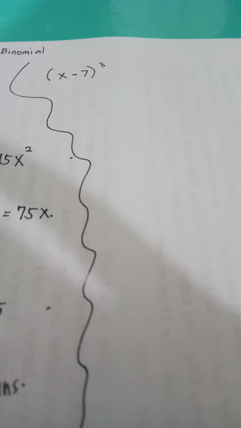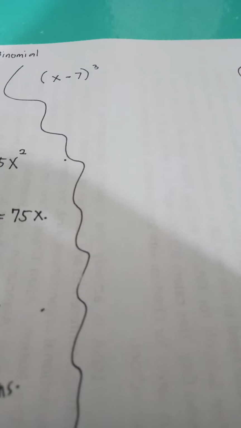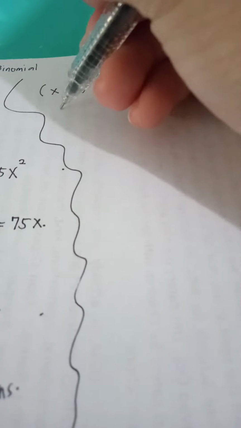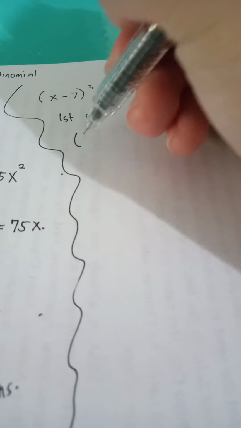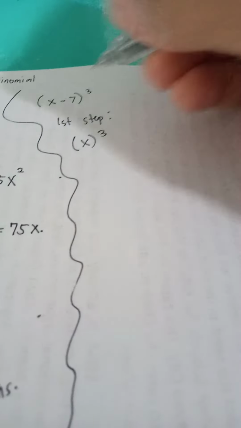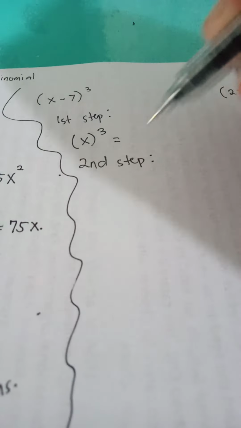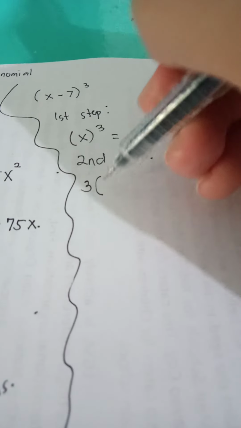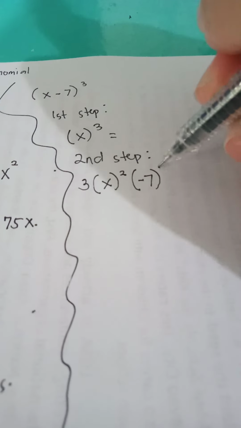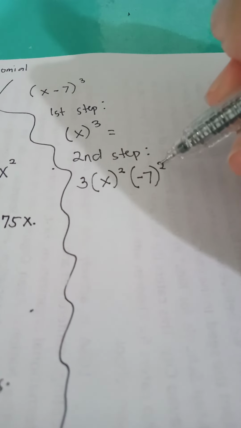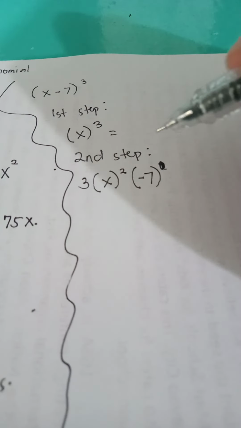Next example is x minus 7 to the power of 3, or x minus 7 cubed. First step, x to the power of 3. Next, second step, 3 times x to the power of 2 times negative 7.